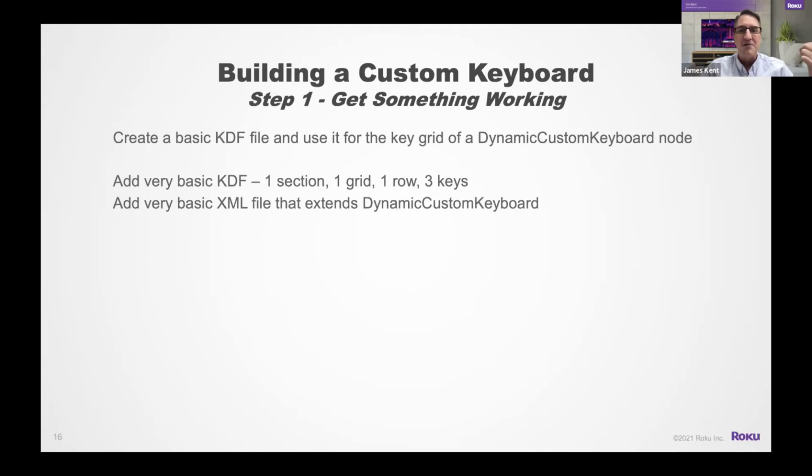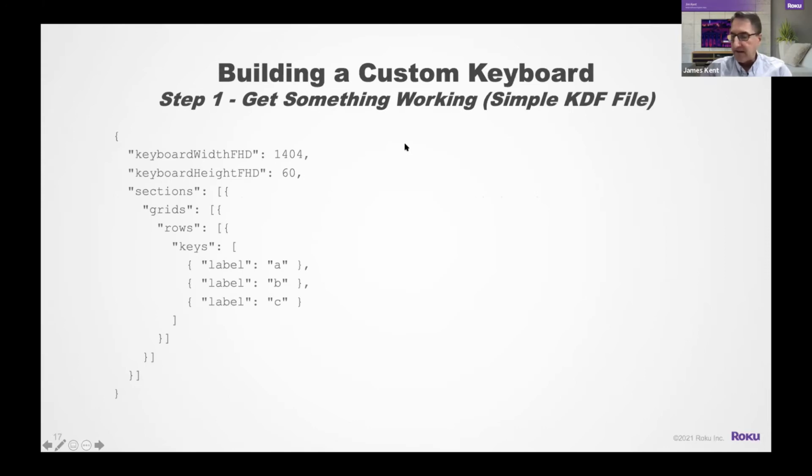So how would I approach this problem? Well, first of all, I like to just get something working. So what I'm going to do is make a very basic KDF file that's just got the letters A, B, C. So there's one section, one grid that has one row and three keys. I'm going to use that in a custom RSG component that extends dynamic custom keyboard. And then I'm going to see how that works and then extend that. So the KDF file is going to look something like this.